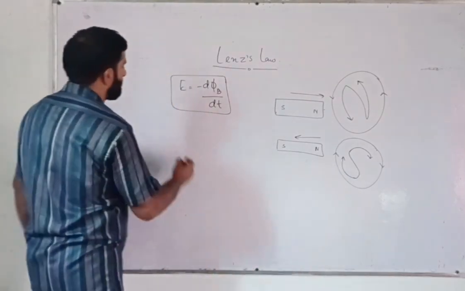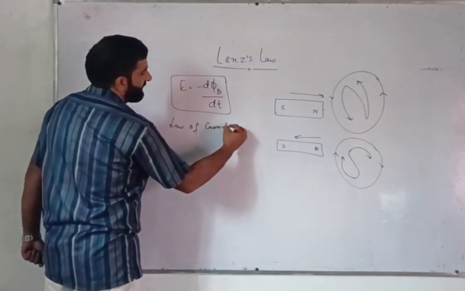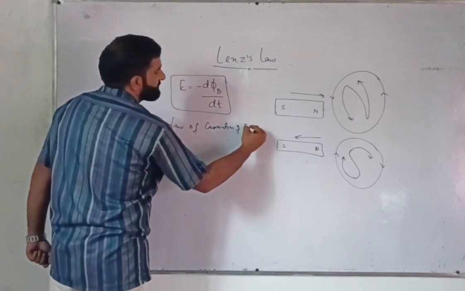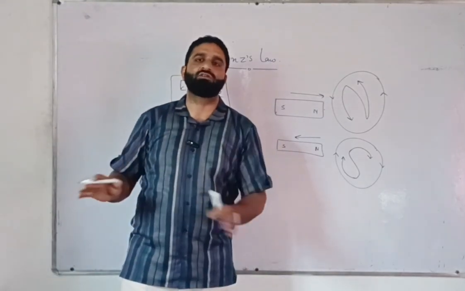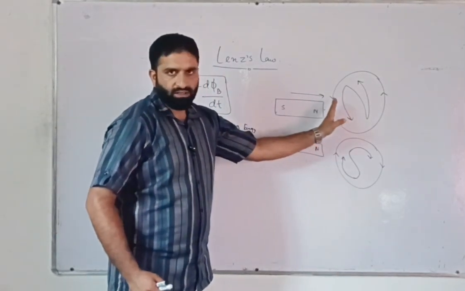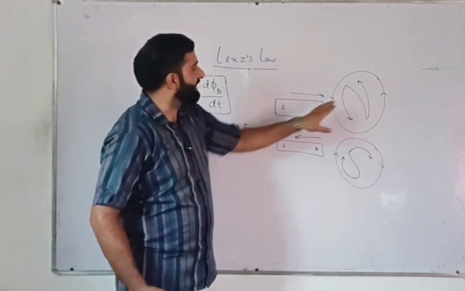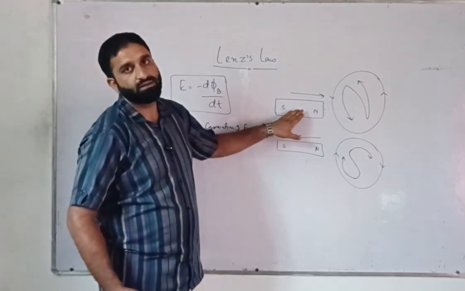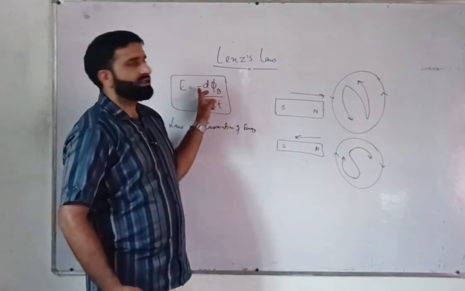It is based upon the law of conservation of energy. The law of conservation of energy states that energy can neither be created nor destroyed, but can be changed from one form to another. When the magnet is to be pushed in order to induce an EMF or current in the circuit, that means we have to do work against the repulsive force. That is why the negative sign is here.